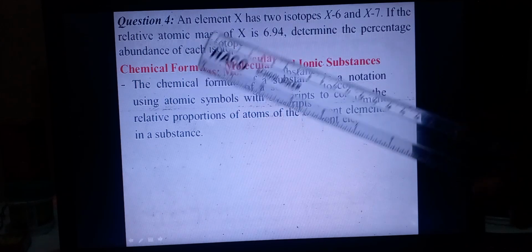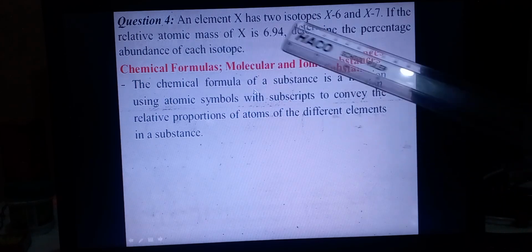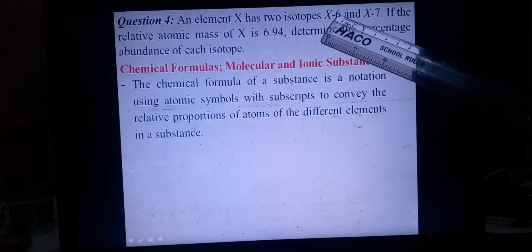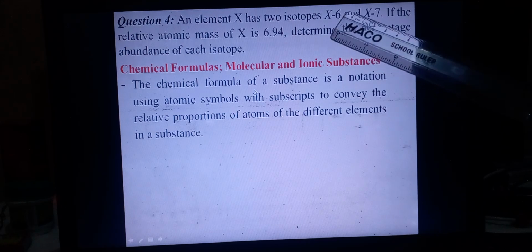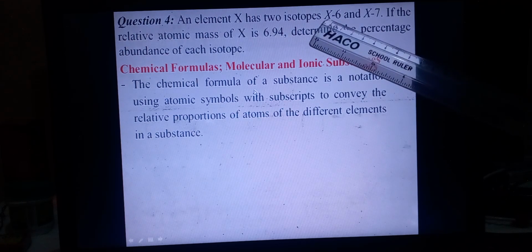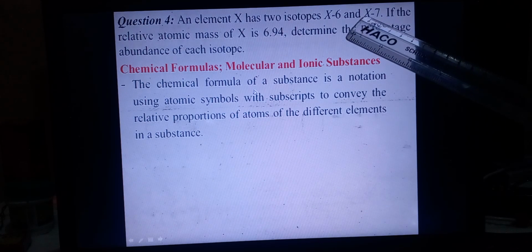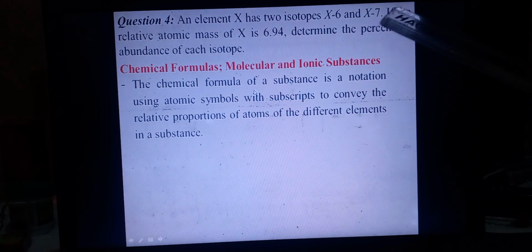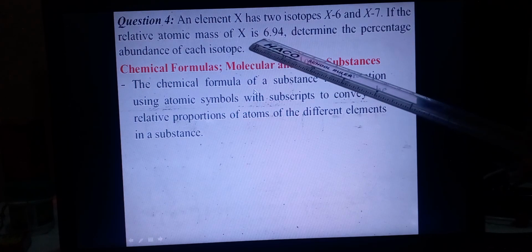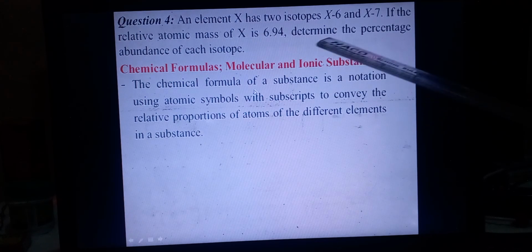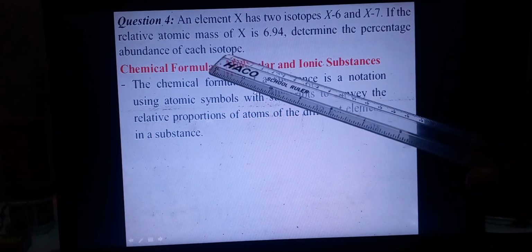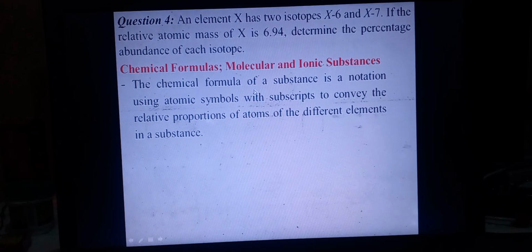Now question 4. They are saying an element X has two isotopes, X-6 and X-7. The 6 simply represents the mass number of the first isotope, and 7 the mass number of the second isotope. If the relative atomic mass of X is 6.94, determine the percentage abundance of each isotope. In that case, you have not been given the percentage abundance for any isotope.